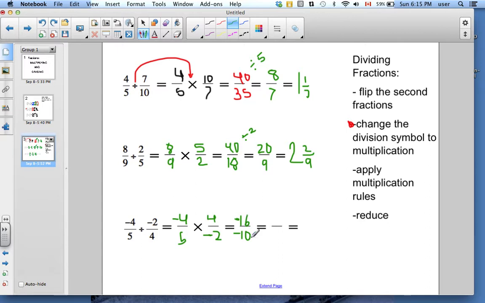What is 16 and 10 both divisible by? Well, you know 16 and 10 are both divisible by 2. So we can say 16 divided by 2 here gives us 8. 10 divided by 2 here gives us 5. And remember, those negatives get canceled because a negative divided by a negative gives us a positive. Now let's write it as a mixed number here. We're going to say 5 can go into 8 one time. And we have 8 minus 5 gives us 3. So we have 3 over 5.